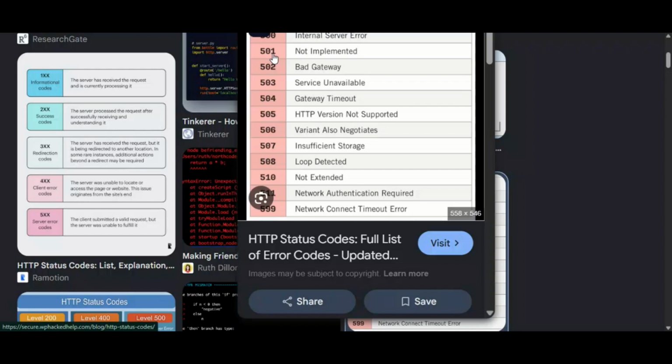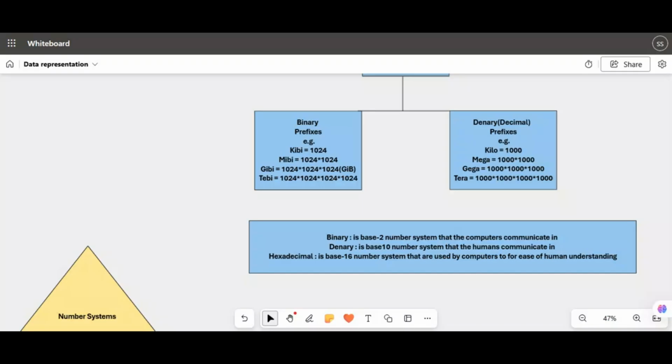For example, I searched for some HTTP version and that's actually not supported. So what do I get? I get an error 505. That would seem very nonsense to me, but that's the actual use of the hexadecimal number system. Okay, so this was the use.